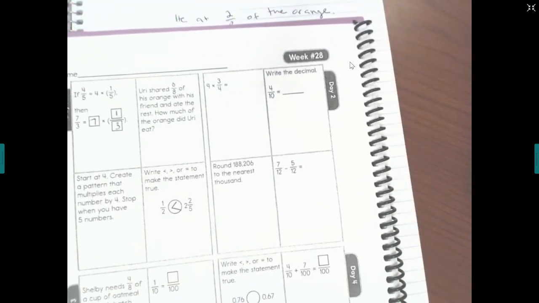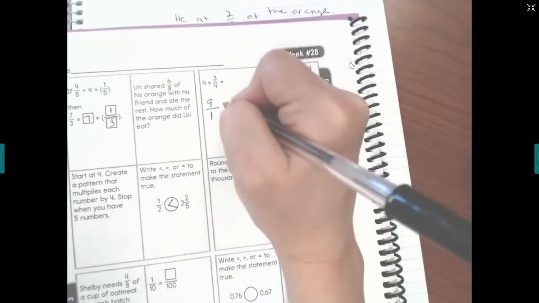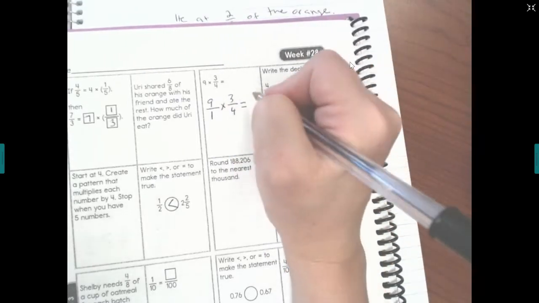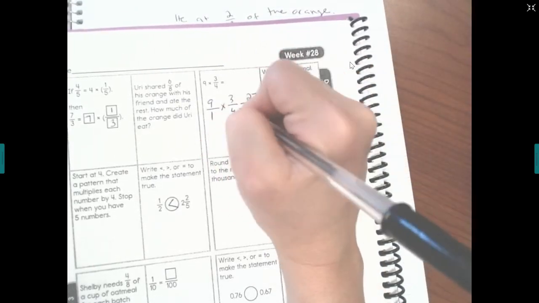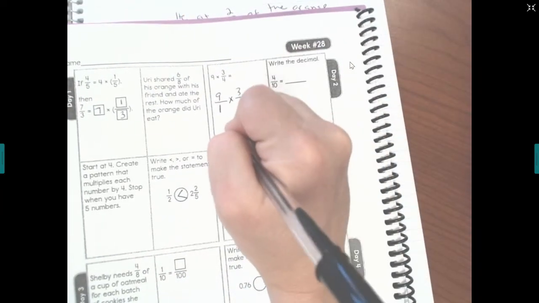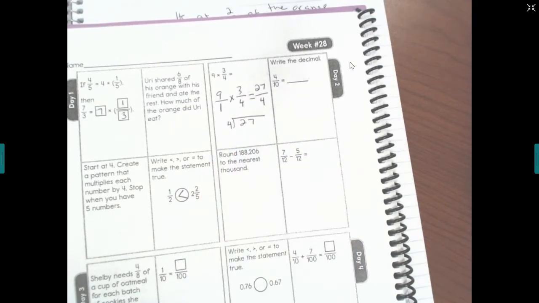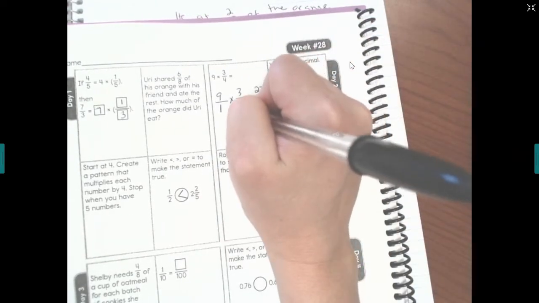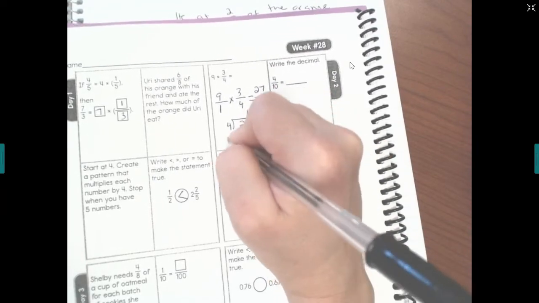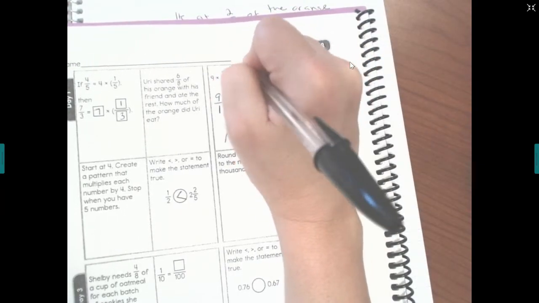All right, let's look at day 2. So remember, we're just going to turn our 9 into a fraction by adding a 1. And then you just multiply straight across. 9 times 3 is 27, and 4 times 1 is 4. That gives you an improper fraction. You can use division to fix that. 4 goes into 27 6 times. 6 times 4 is 24. Subtract, you get 3. So it is either 27/4 or 6 3/4.